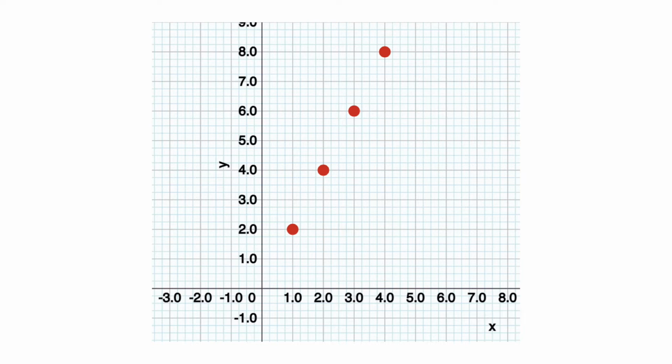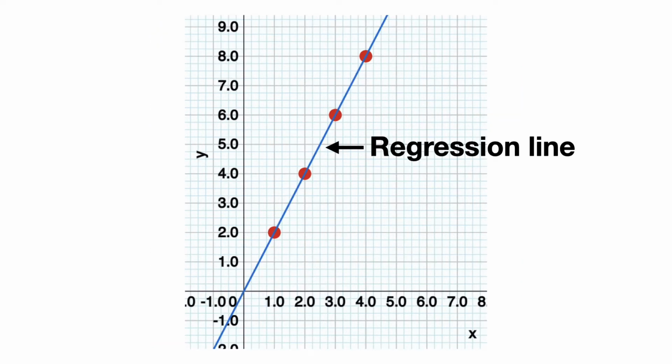Look at the points in the diagram. Without doing any calculation, it is easy to see the relationship between x and y. For each x value in the diagram, the y value is doubled. This becomes even more clear when I draw a line through all the points. A line that tries to go through as many data points as possible is called a regression line.